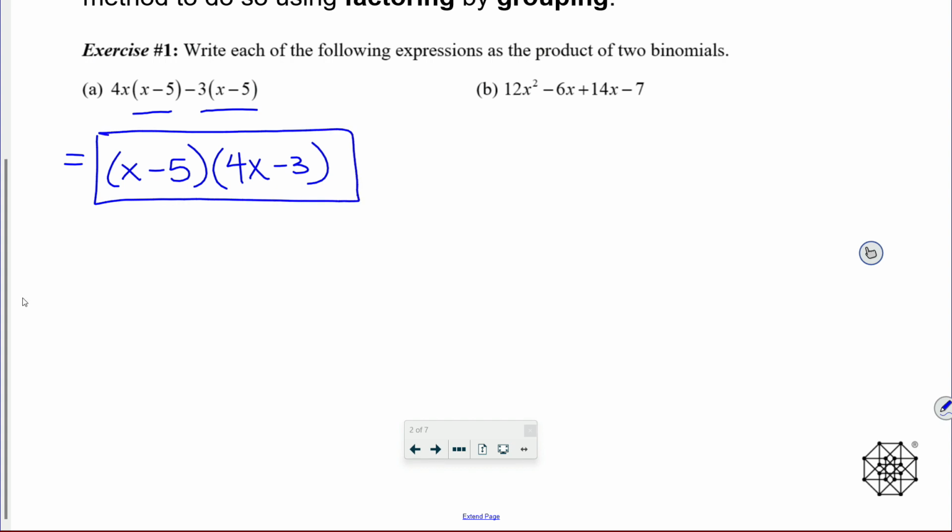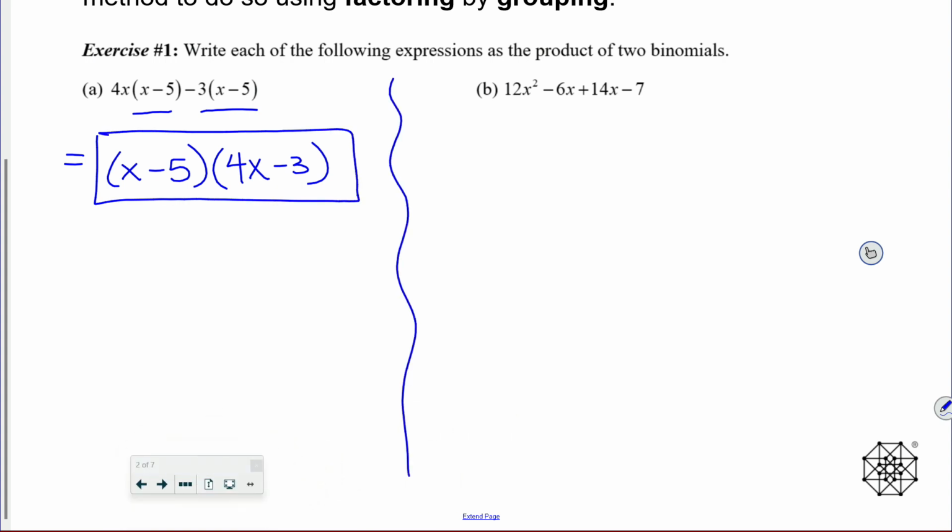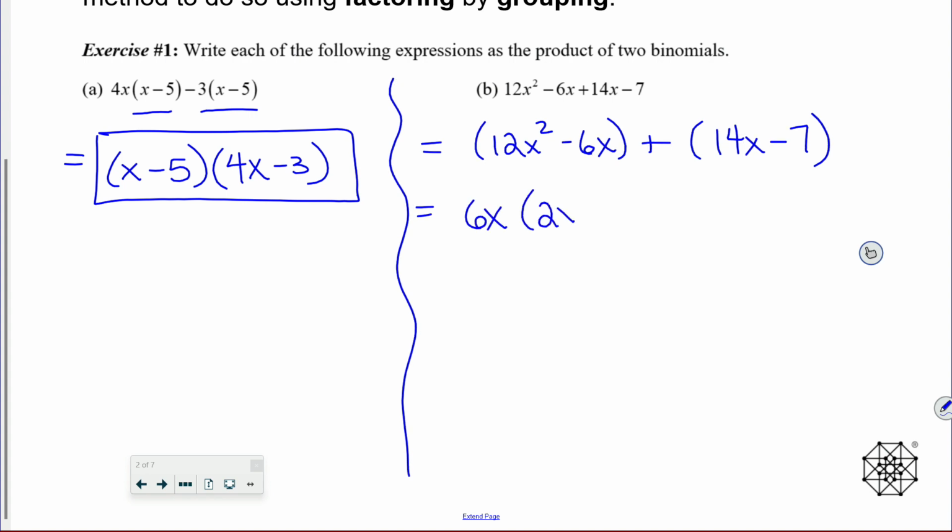That one was simple. Letter B, we have to do a little bit more work, but remember, our initial step is to group the first two terms together, and then group the second two terms together. The first two terms, we note we can factor a 6x out of both of those, and that will leave me with 6x times 2x minus 1. And the second two terms, we can factor just a 7 out of. That also leaves me with 2x minus 1.